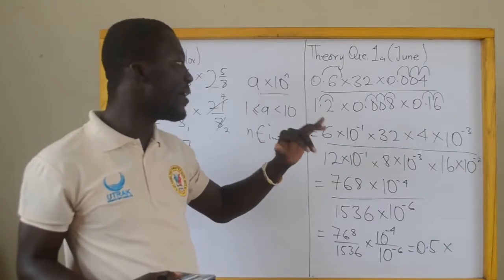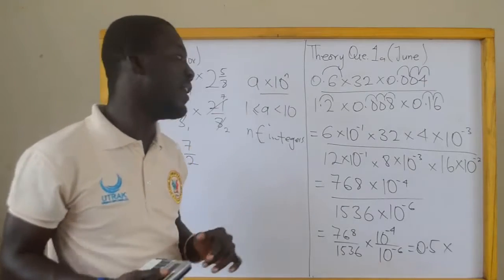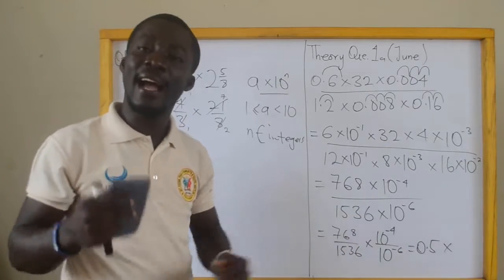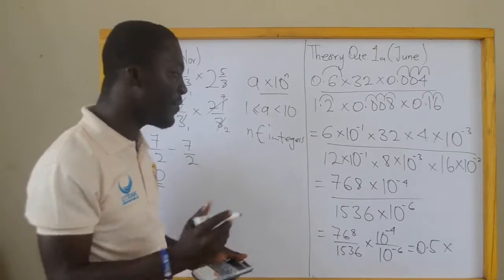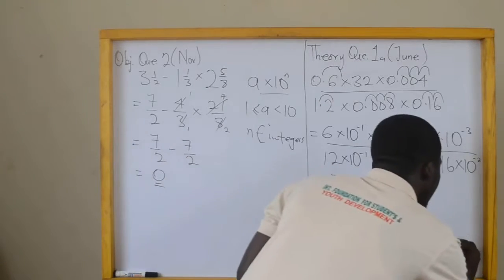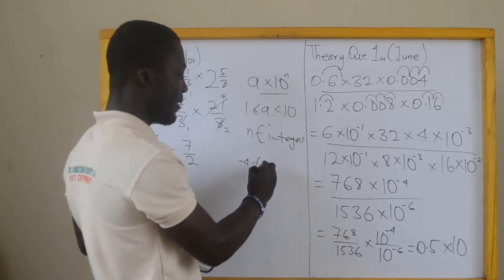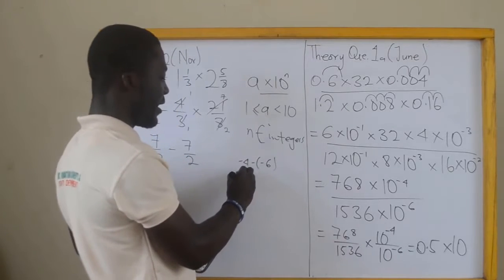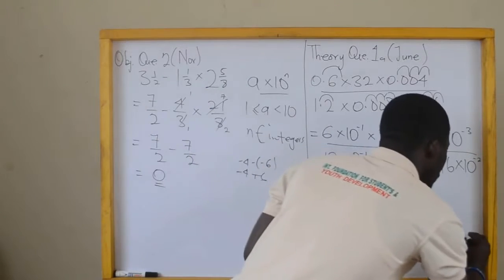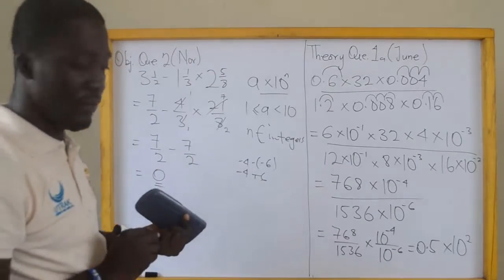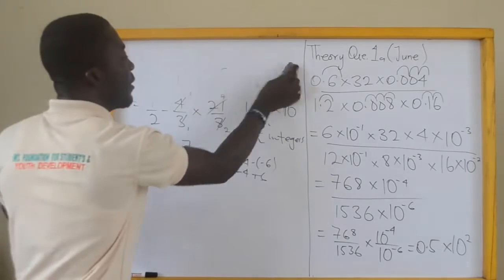Here, when the powers of 10 were multiplying, we added the exponents. So here, if they are divided, we subtract the exponents. So we have 10 raised to the power negative 4 minus negative 6, which will give us negative 4 plus 6. Negative 4 plus 6 is going to give us 2. Let me clean here and continue with the solution.